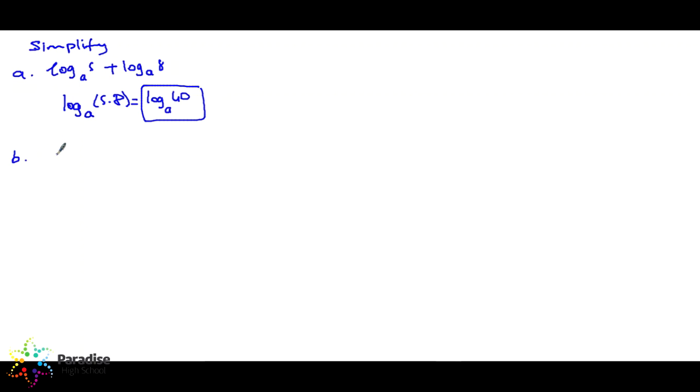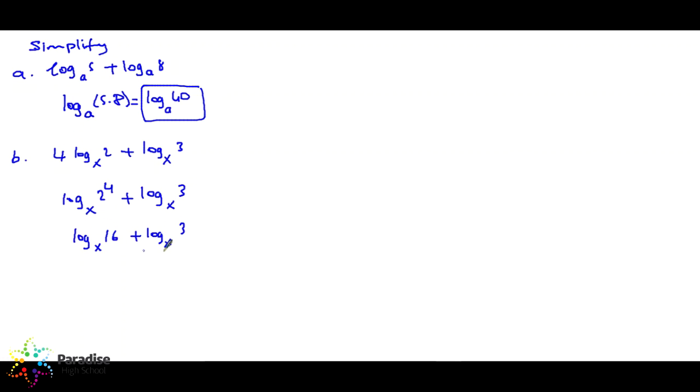4 log base x of 2 plus log base x of 3. Can I contract them? Not yet. I have to put the coefficient as a power. Log base x of 2 to the power of 4 plus log base x of 3. So 2 to the power of 4 is 16, plus log base x of 3. When there is same base and addition in between, log base x of 16 times 3. We multiply the numbers: log base x of 48. So that's the answer.